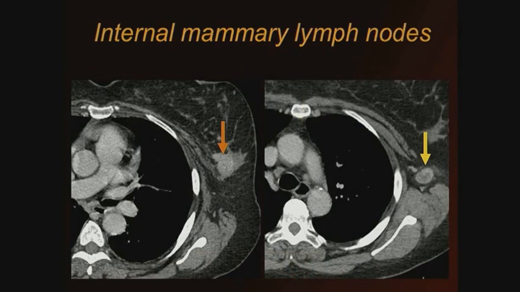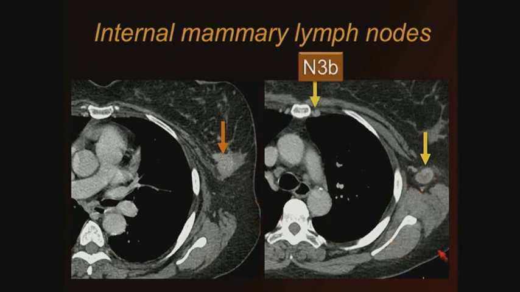The internal mammary lymph nodes are not palpable, and this is part of our role, looking for those lymph nodes. Just remember that we normally don't see internal mammary lymph nodes, so any enlarged lymph node is going to be pathologic. We don't use the 10 millimeter threshold that we use for mediastinal lymphadenopathy.